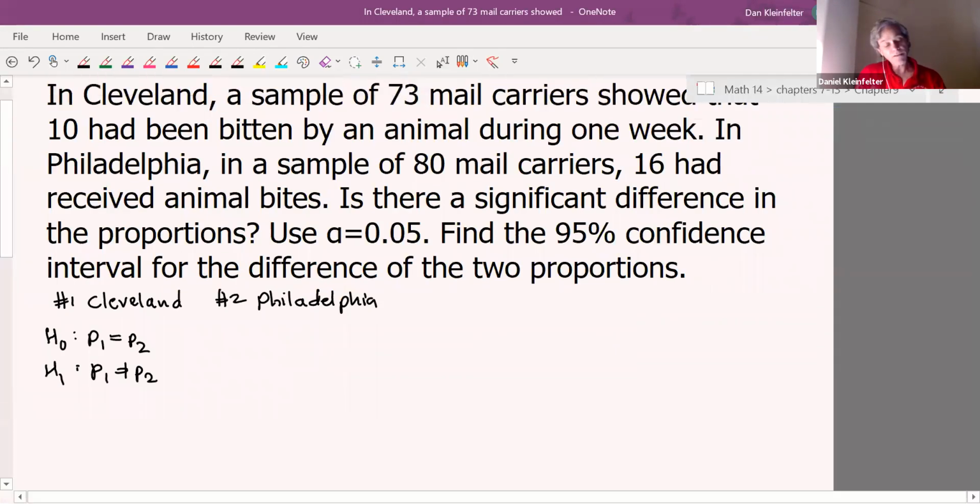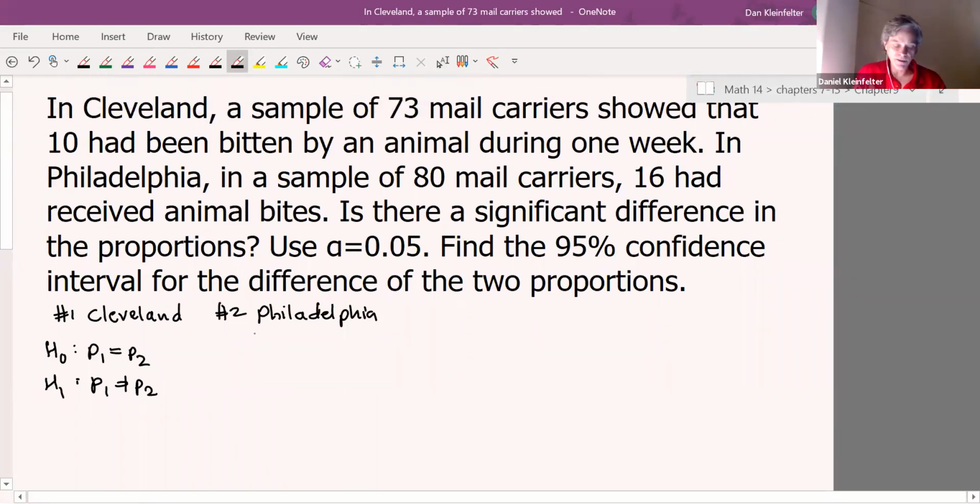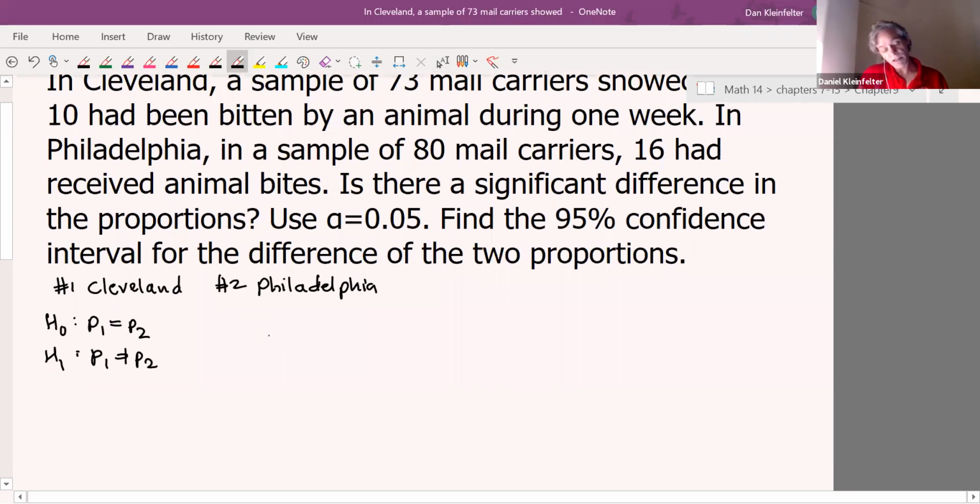So I've set it up so that Cleveland will be population number 1 and Philadelphia will be population number 2. And our null hypothesis is going to be that the two proportions are equal. So the way that it's stated is it says, is there a significant difference in the proportions? So it doesn't say one side or the other. So we're going to do this as a two-tailed test, partly also because we haven't had one. So our alternative hypothesis is that P1 is not equal to P2. Okay, so let's go ahead and do that.